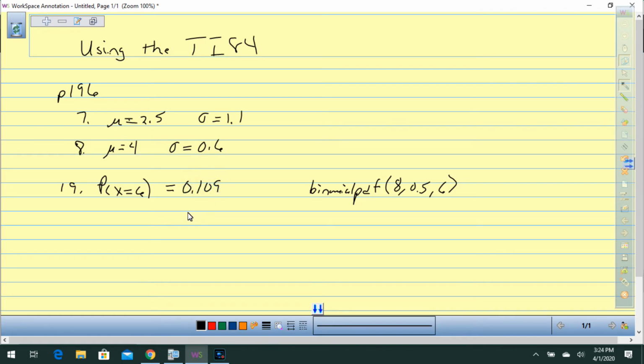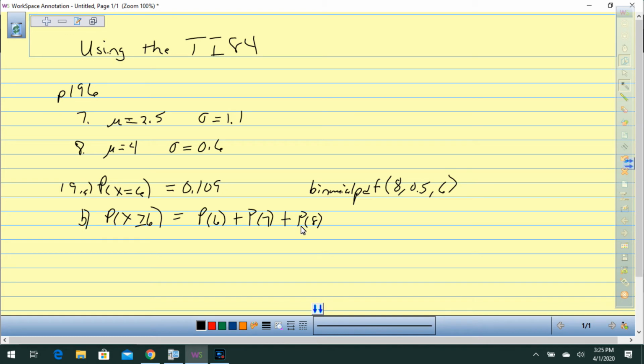0.109. Now, B, that was A. B is a little bit different. Find the probability of getting 6 or more bursts. So B is the probability that X is greater than or equal to 6, which means it's the probability of 6 plus the probability of 7 plus the probability of 8.